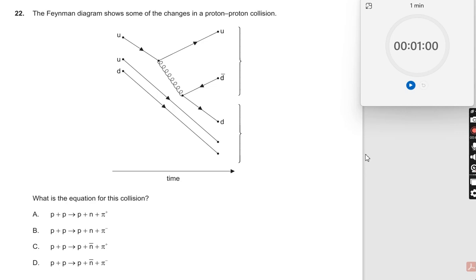Okay, now let us begin with this. Question number 22. This question is out of syllabus, which was in the 2016 syllabus, now in 2023 syllabus. It's not there, but anyway, we will do this. The Feynman diagram is shown over here.